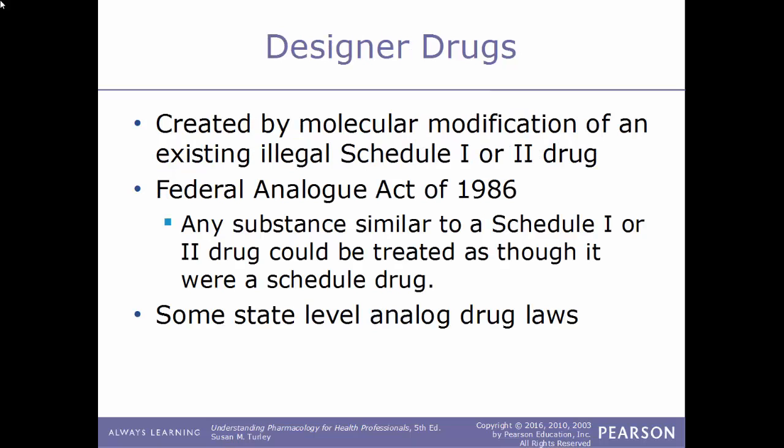These are created by the molecular modification of an existing illegal Schedule 1 or Schedule 2 drug. And this led to the Federal Analog Act of 1986, which states that any substance that is similar to a Schedule 1 or Schedule 2 drug could be treated as though it were a scheduled drug. So just because it's slightly different, legally doesn't make any difference. It is still considered to be a Schedule 1 or a Schedule 2 drug. And there are some state-level analog drug laws that are similar to this federal act.